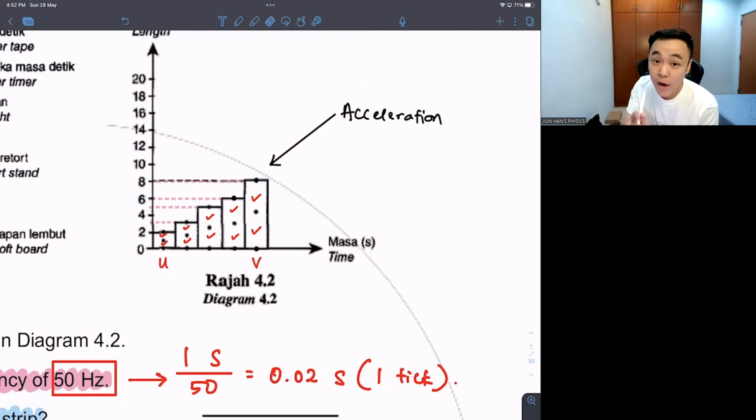Acceleration, that's it. Cannot write uniform because they are not uniform. For uniform, your length should increase constantly, every time increase by 2, plus 2, plus 2, plus 2. This one, nope, so cannot. So far, so good?